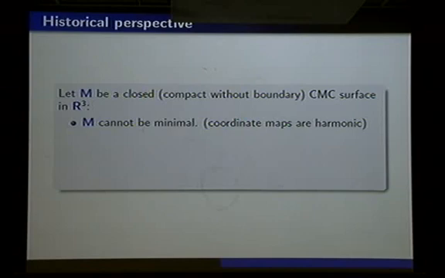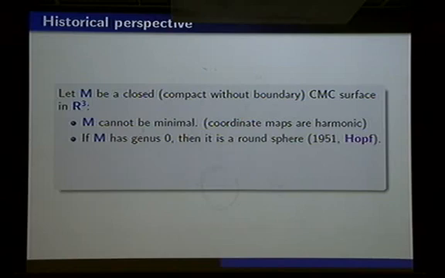Because coordinate maps are harmonic on a minimal surface. That means that they cannot achieve either a maximum or a minimum at an interior point. But if the surface is closed, then they must achieve a maximum or a minimum at an interior point, giving a contradiction. So M cannot be minimal.